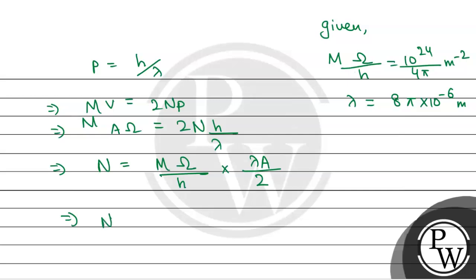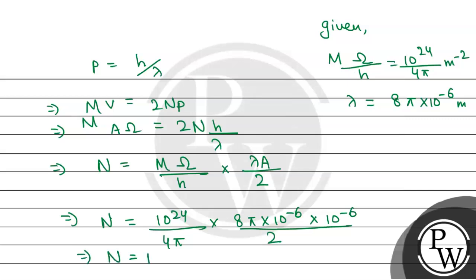So we put the values to calculate n, which will be equal to 10 to power 24 by 4 pi, into lambda, which is 8 pi into 10 to power minus 6, and A, which is 1 into 10 to power minus 6 because A is 1 micrometer, divided by 2. So from here n will be equal to 10 to power 12, which is equal to x into 10 to power 12. So x will be equal to 1. So the value of x is 1.